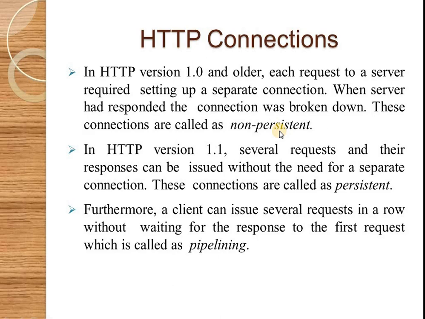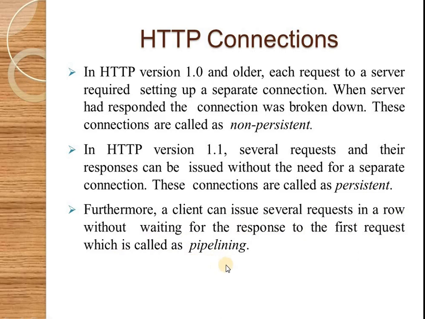Another approach that is followed in HTTP version 1.1 is to make use of a persistent connection, which can be used to issue several requests without the need for a separate connection for each request-response pair. To further improve performance, a client can issue several requests in a row without waiting for the response to the first request, also called pipelining.